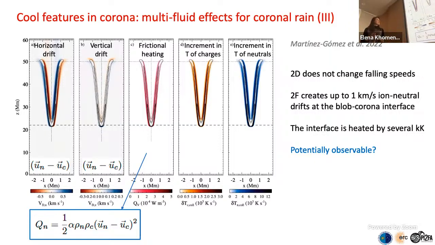So the conclusion is that all these cool coronal features have a transition layer. And in this transition layer, the multi-fluid effects are extremely important because we decouple plasma parameters and then we heat. Okay? So this is really, really important. And it can be potentially observable.